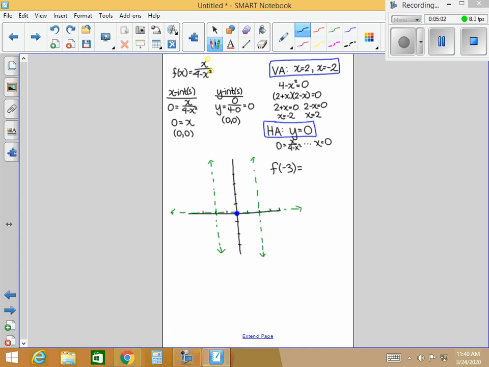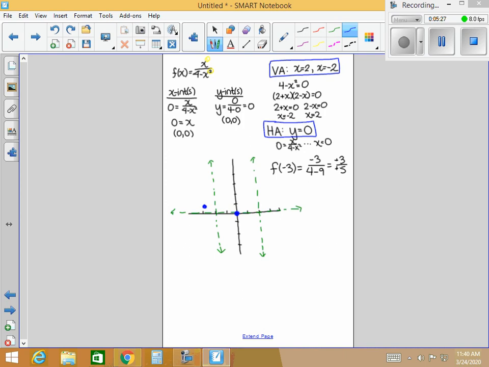If I plug in -3 for x, I get -3 over 4 minus 9, which is a positive 3/5. So when x equals -3, y equals positive 3/5, which means here between 0 and 1. And again, that dot's all I need really to fill in that piece of the graph.